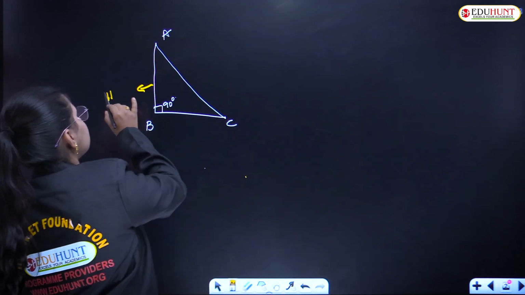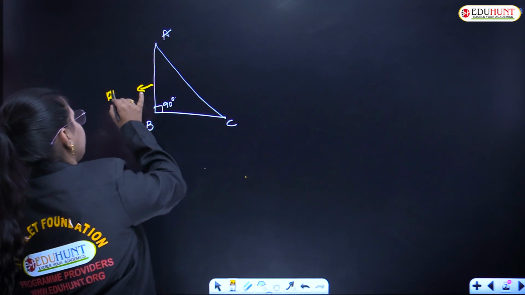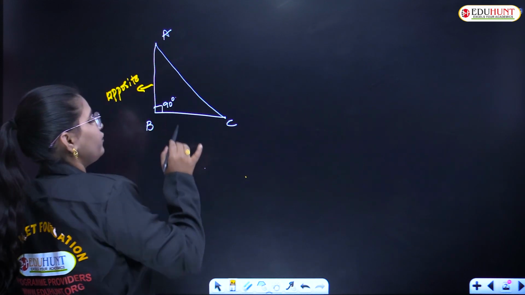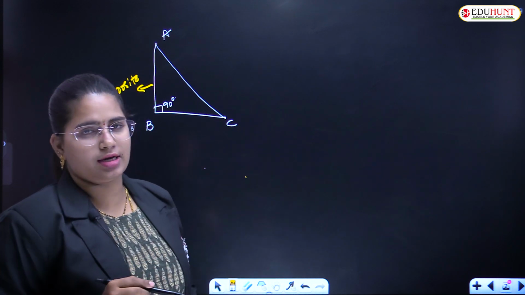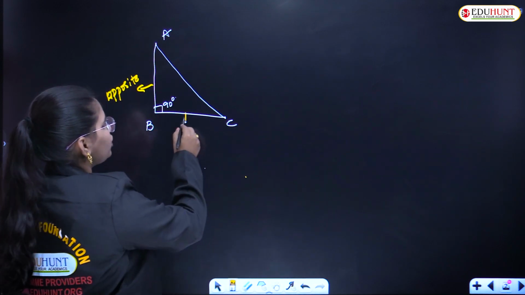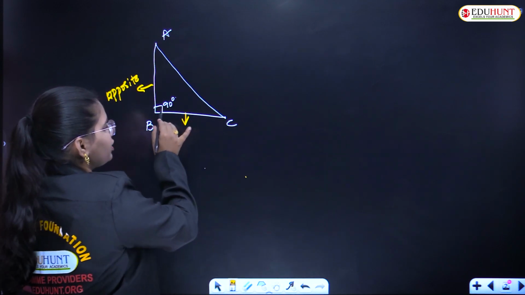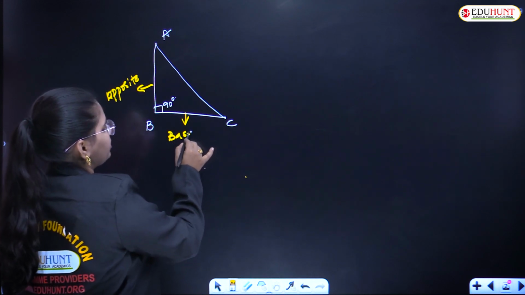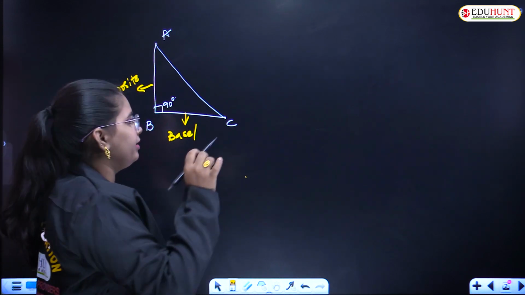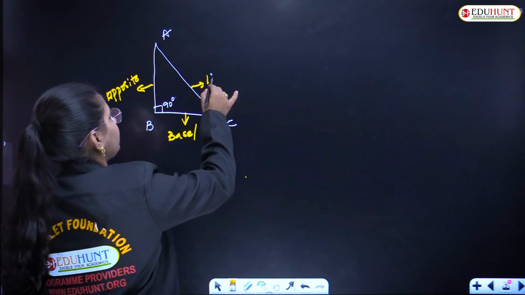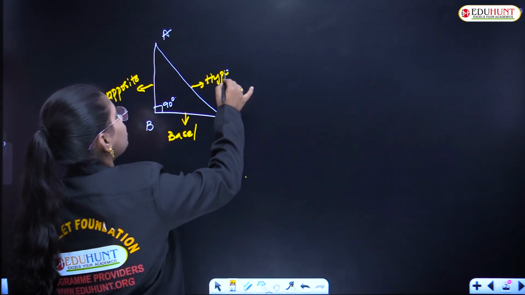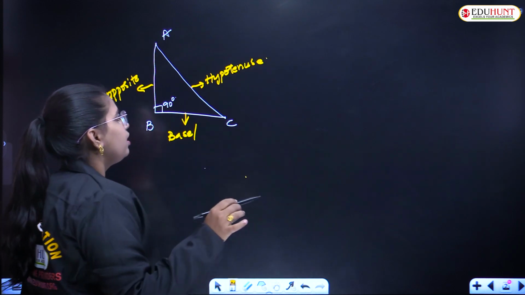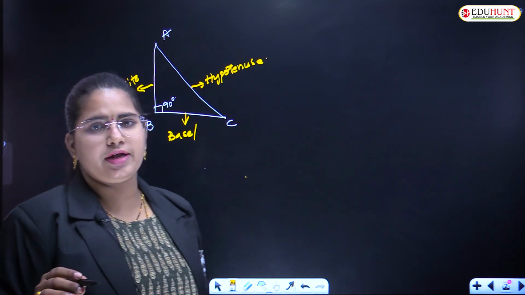So, this is the opposite side, correct? We have already discussed this in the last class. And the side which is base or adjacent to 90 degree will be called the base side or adjacent side, correct? And the longest side will be termed the hypotenuse side, correct?